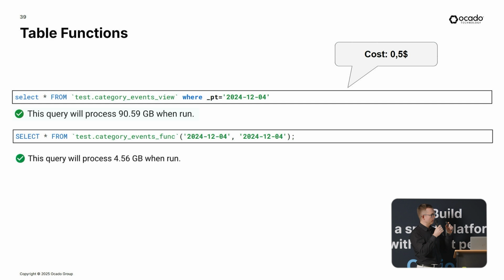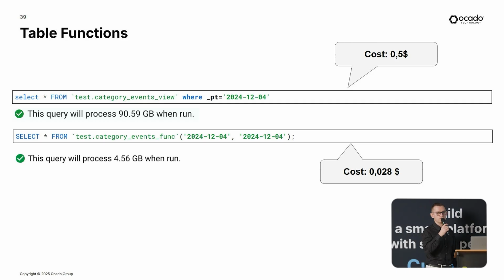But after replacing it with a user-defined function, with a table function, we reduce the volume of data being scanned to 4.5 gigabytes and reduce the cost to $0.028. And we can optimize quite a lot of views like this.